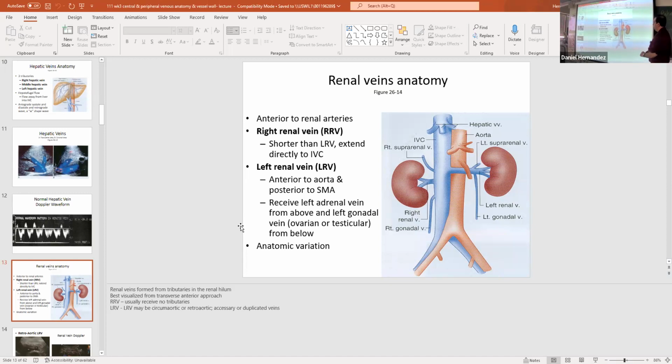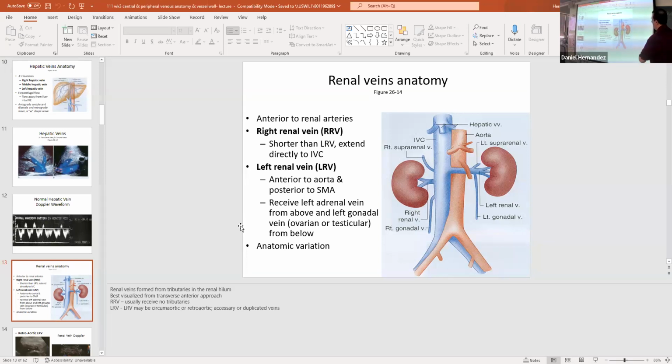Another slight difference between the left and the right renal veins is that the left gonadal vein actually connects to the left renal vein, whereas on the right side, the right gonadal vein connects directly into the IVC. There are some theories that because of that, we can wind up with thrombosis in the left renal vein a lot easier than on the right side, which could lead to issues with either the ovaries or the testicles.